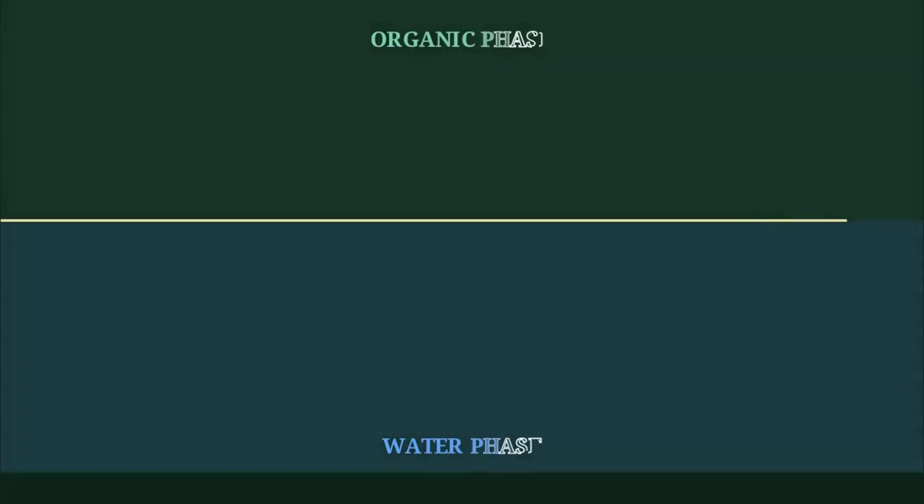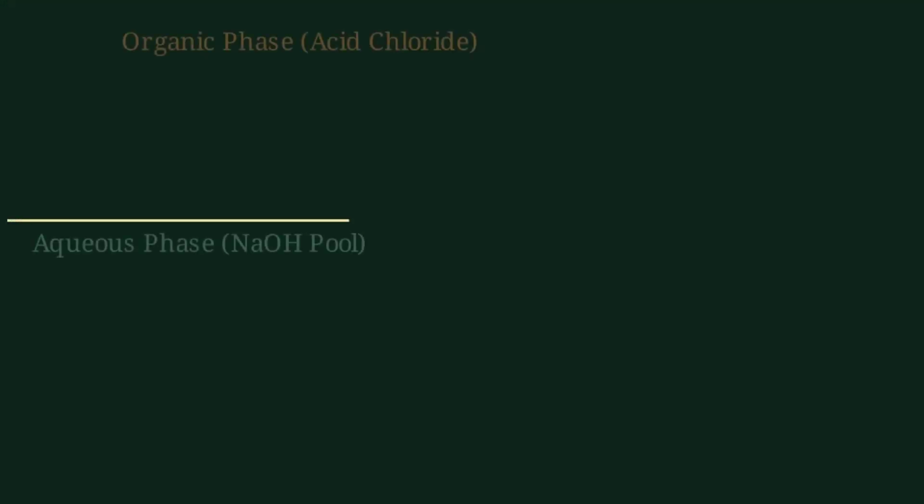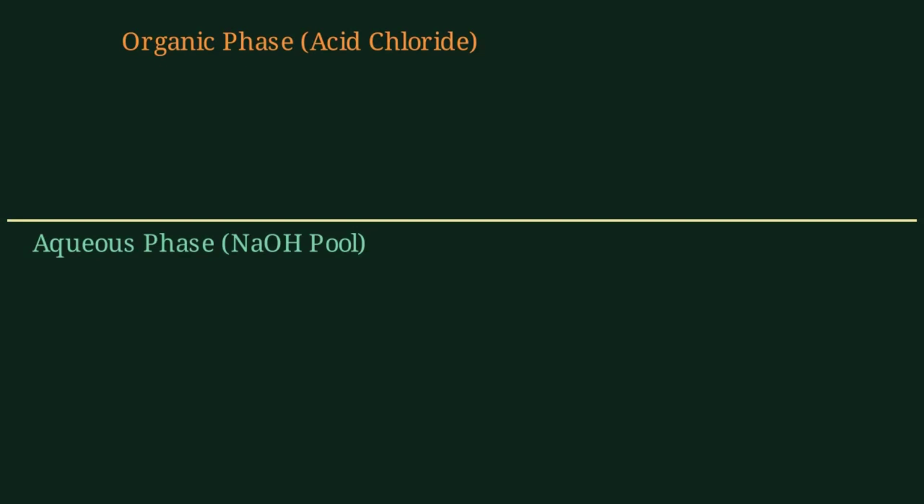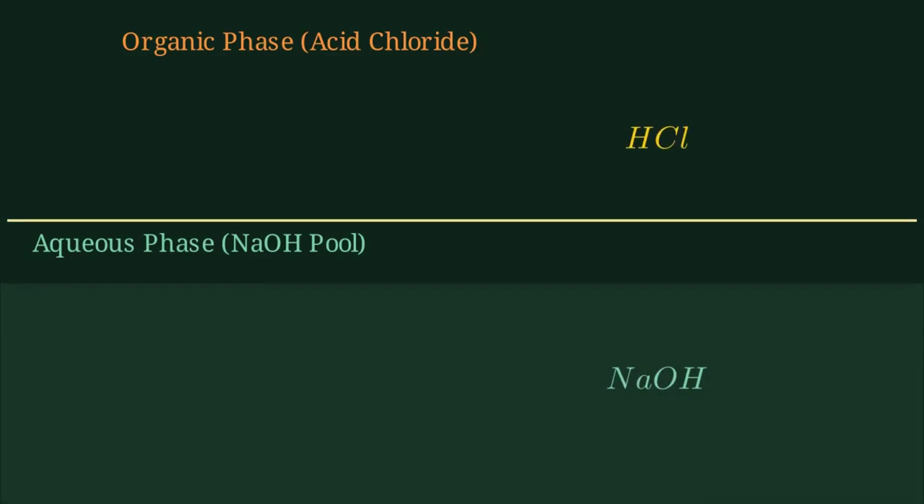Now, watch what happens at the interface where these 2 layers touch. The amine stays mainly in the organic phase, where it's free to attack the acid chloride. But the moment that pesky HCl byproduct is formed, it's instantly pulled into the water layer. Think of the aqueous phase as a chemical sponge. Once the HCl enters the water, the sodium hydroxide neutralizes it immediately.